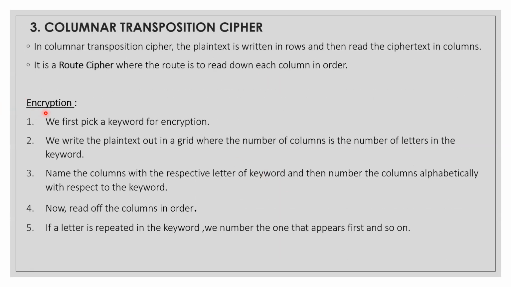For the encryption, we first pick a keyword. Then we write the plain text out in a grid where the number of columns is the number of letters in the keyword we are using. This keyword is not related to the plain text in any way; it could be any word in general. Then we name the columns with the respective letters of the keyword and number the columns alphabetically with respect to the keyword. And the route will be reading of the columns in order.